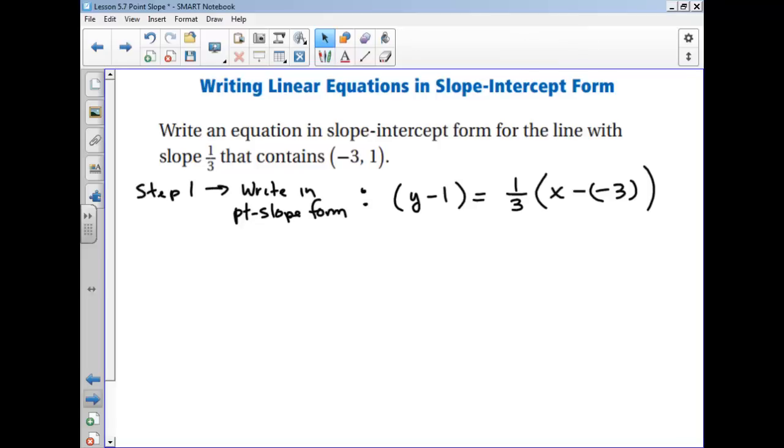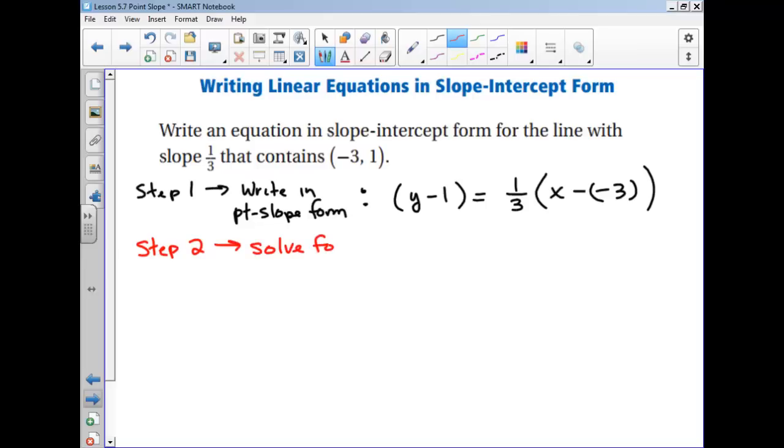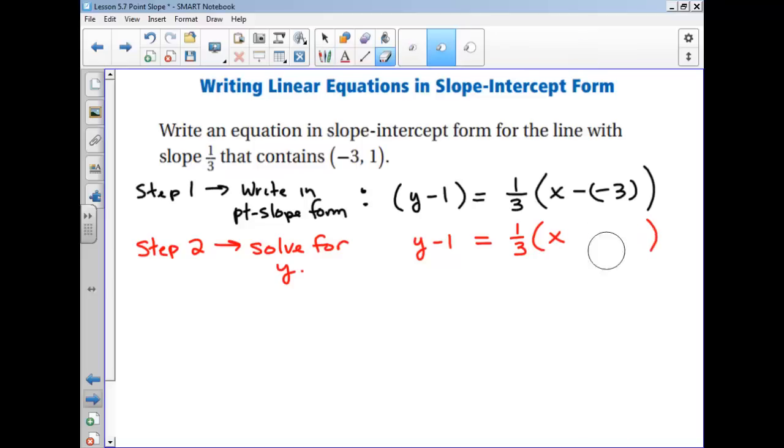Step 2 is we're going to solve for y. If we can solve for y, then we're going to end up in slope-intercept form. So step 2 is to solve for y. So I don't have anything to change here, so this is going to be y minus 1. But now I'm going to use the distributive property. 1/3 times x minus a negative 3. I want to go ahead and rewrite this so that it's a little bit easier on myself. So minus a negative 3 is going to become x plus 3. So it makes things a little bit easier there.